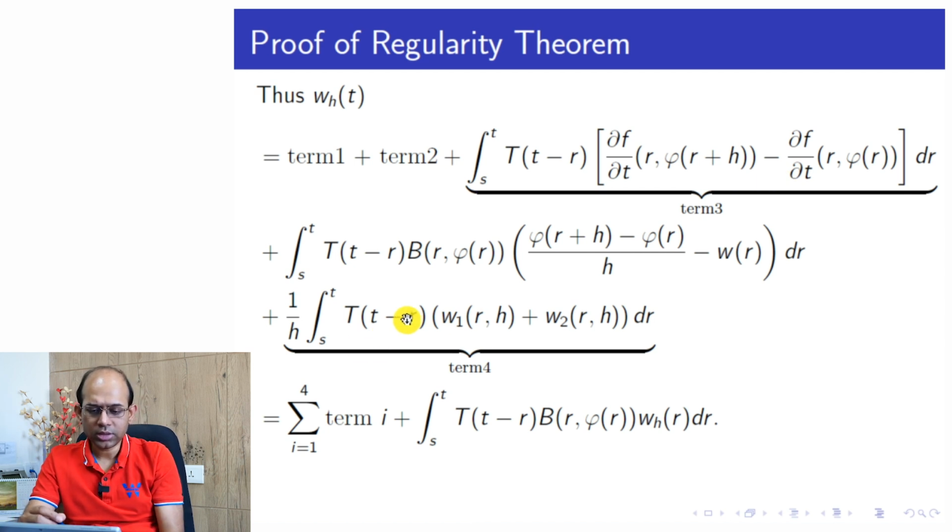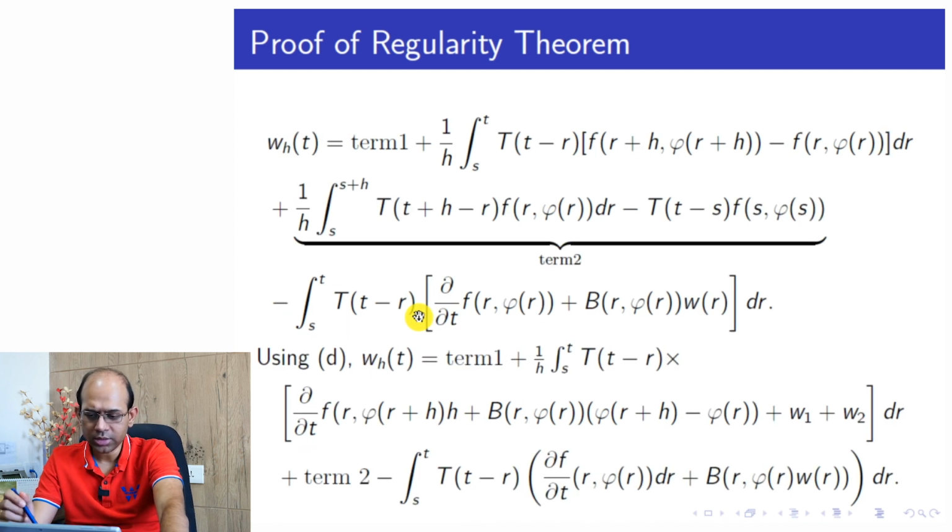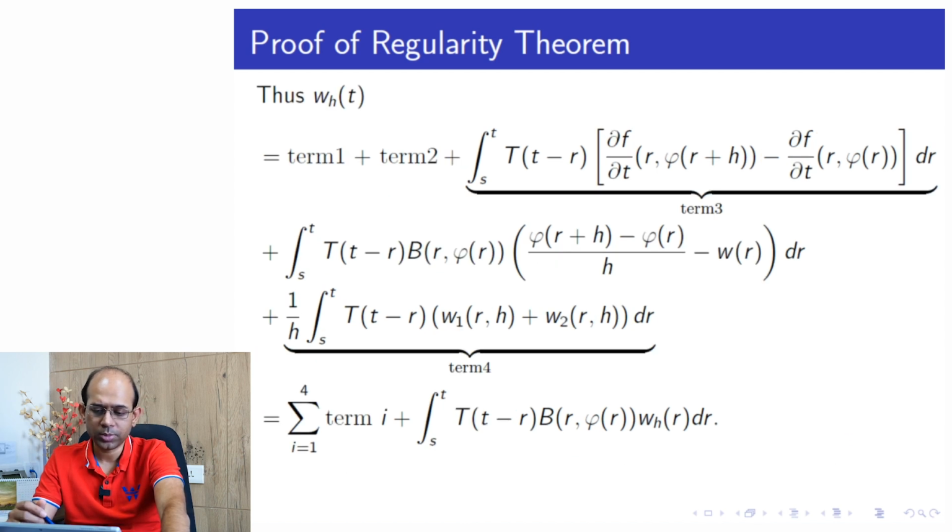Okay, and now the term 4, this additional term. What appears here is that W1 and W2 are also present in these terms. So that thing would be capital T of t minus r composed on W1 and W2. Okay, so that should also be kept. So I have written plus 1 over h integration small s to t capital T of t minus r of this addition of W1 and W2 here. Okay, so this is the expression of WH, and here are term 1, term 2, and term 3.